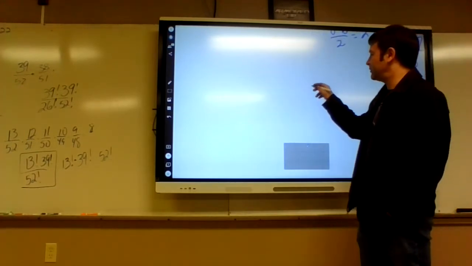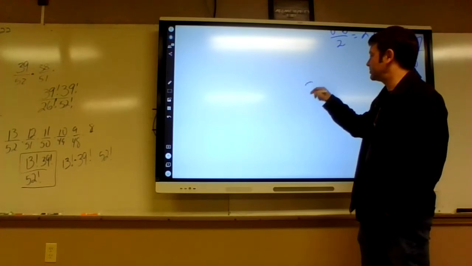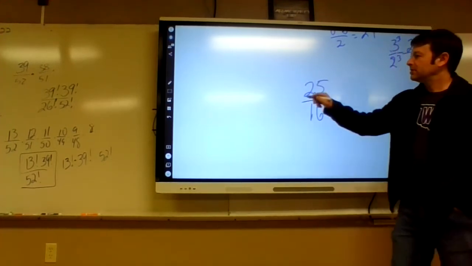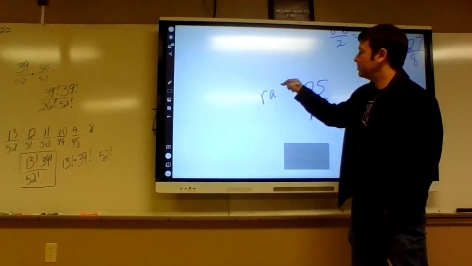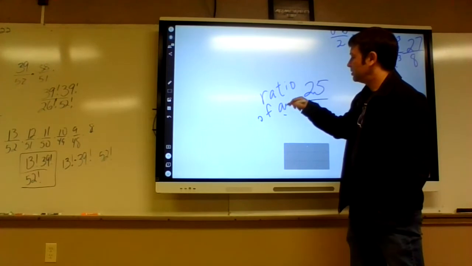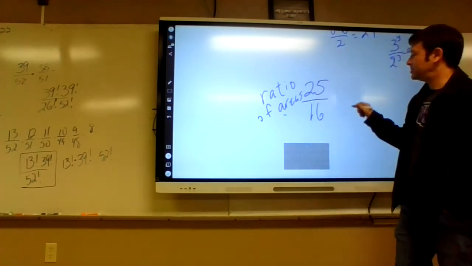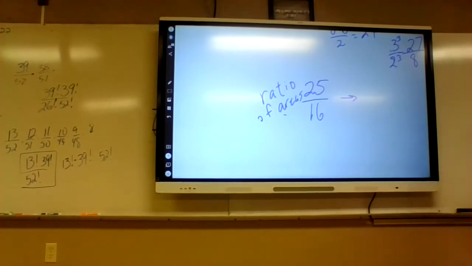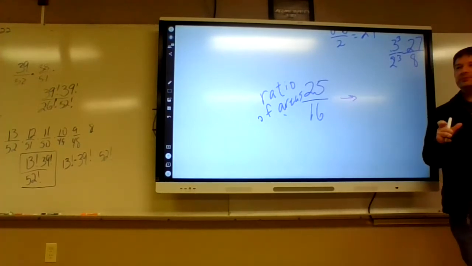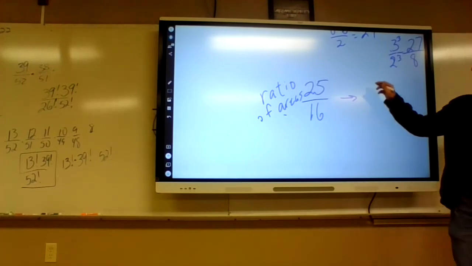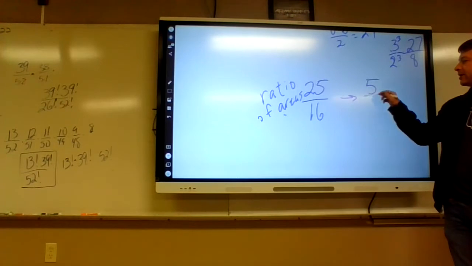Let's say that they give us the ratio of the areas is like 25 to 16. Then what's the ratio of the sides going to be? The ratio of any two sides? Square root. Because remember, you have to square the sides.